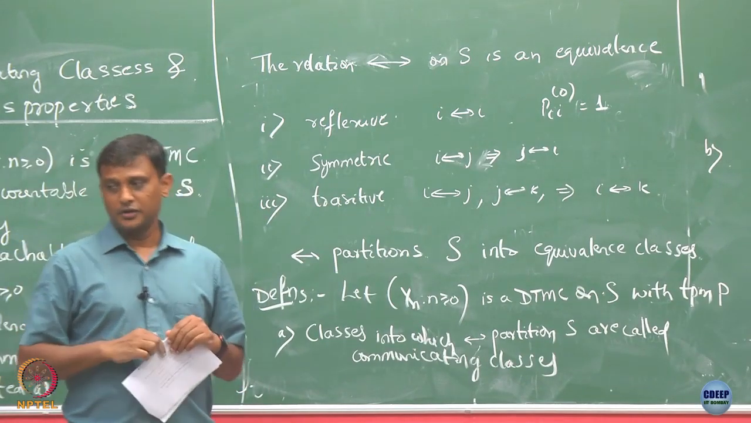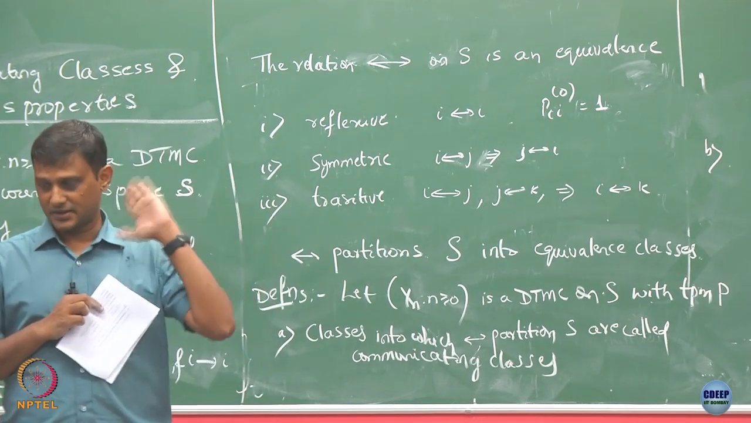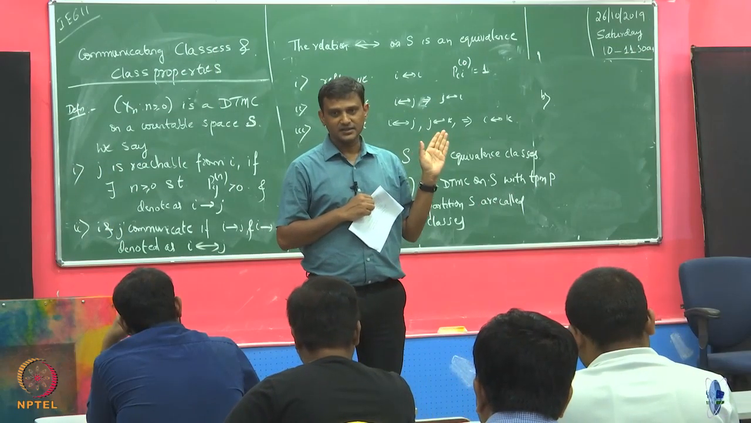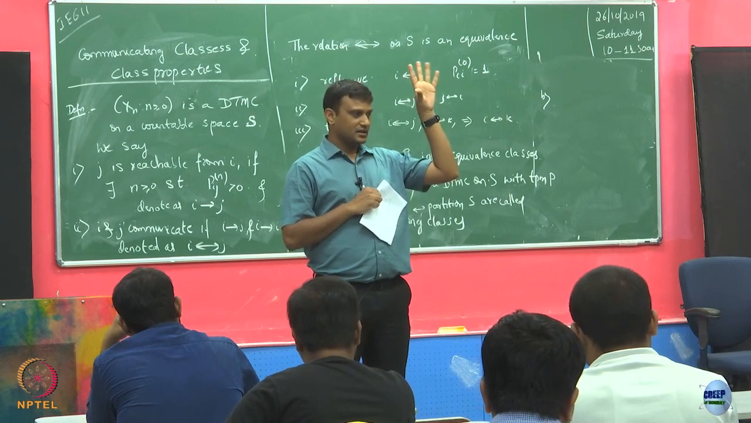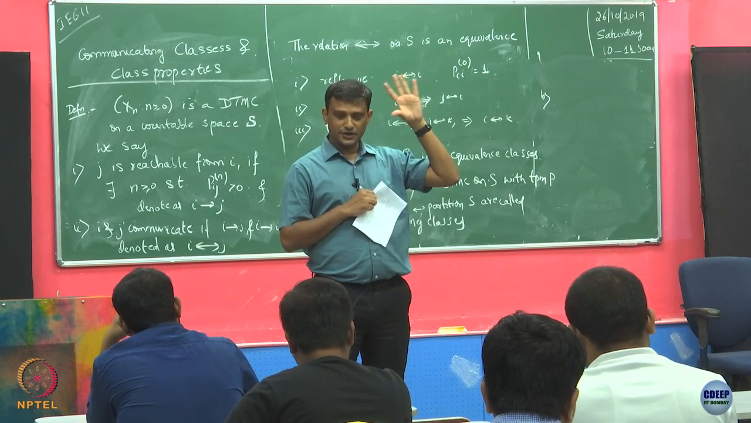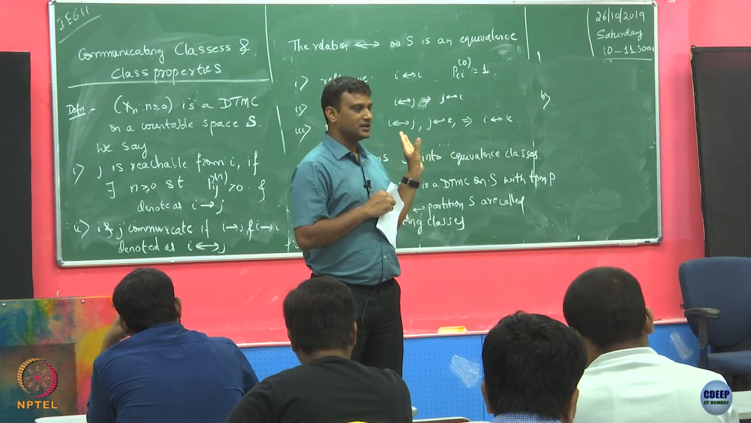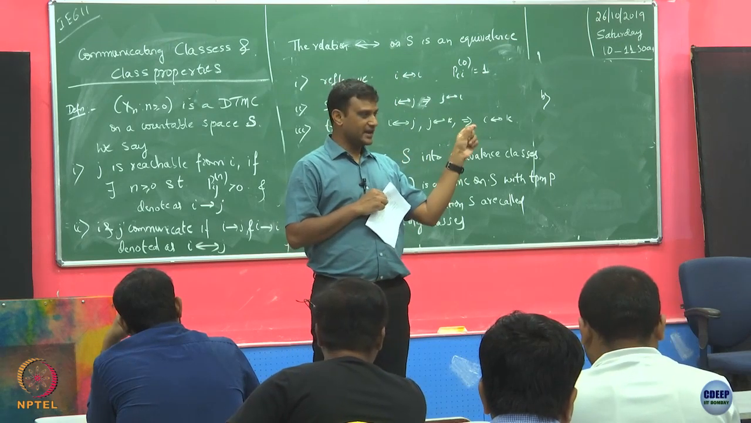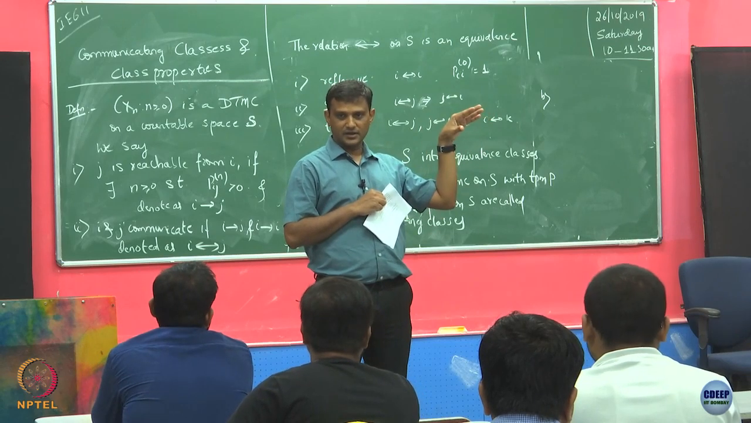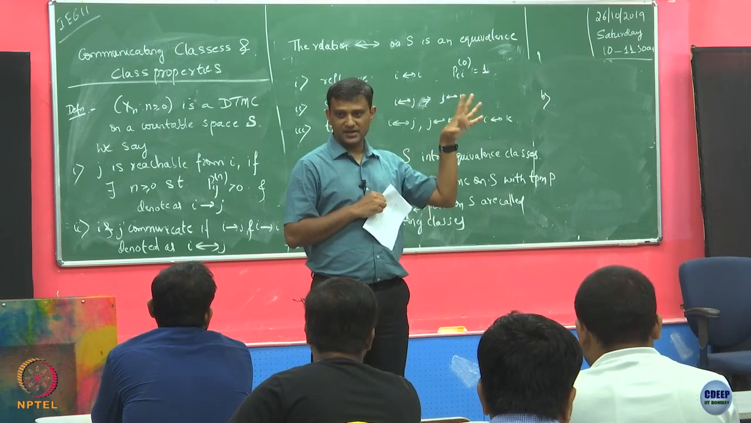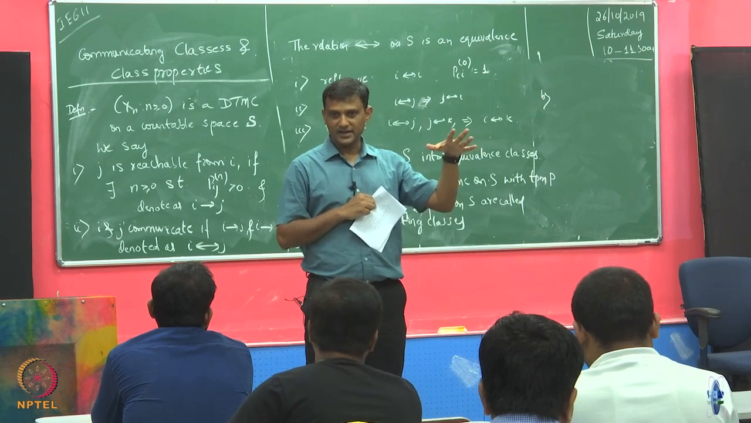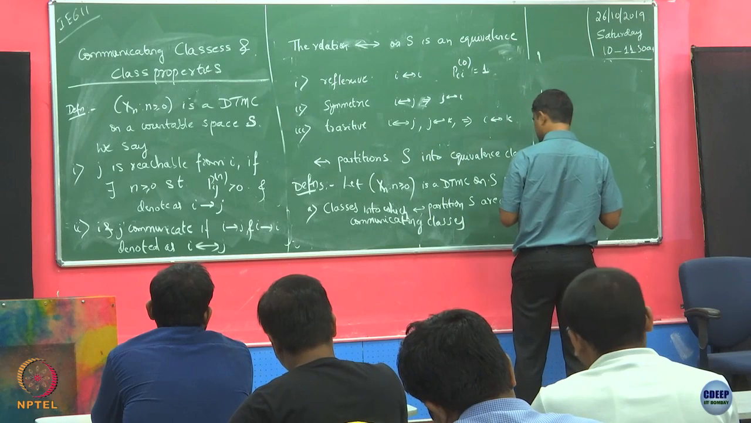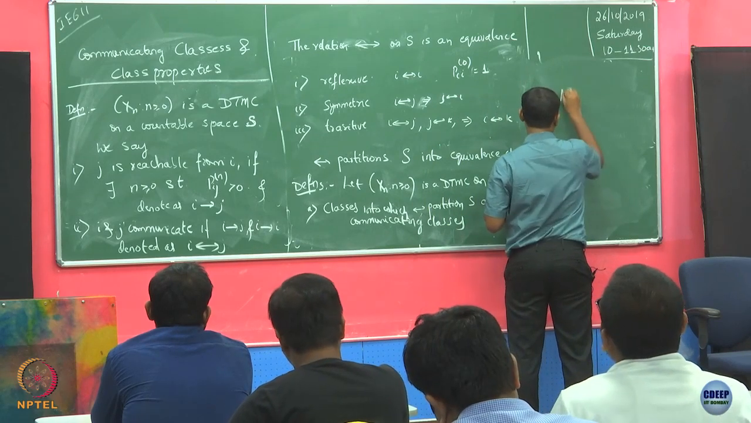Then, as we said, S is going to be partitioned by this equivalence relation, and the different classes we are going to get, we are going to call communicating classes. Because we know that each pair in that particular class, or partition, is going to communicate with each other, right? So we call them communicating classes. Now you take a communicating class.